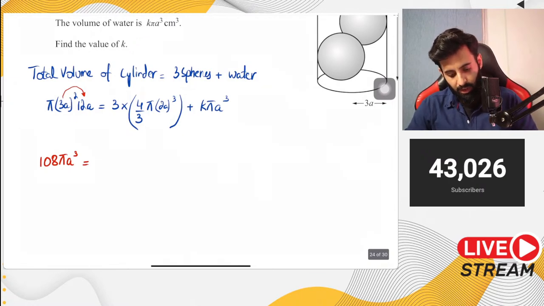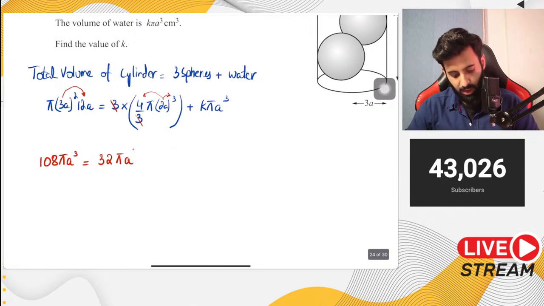Then this and this get cancelled out. 2 cube is 8, so we'll have 8a cube again. When you multiply it by 4, that's going to be 32. So 32 pi a cubed plus k pi a cubed.